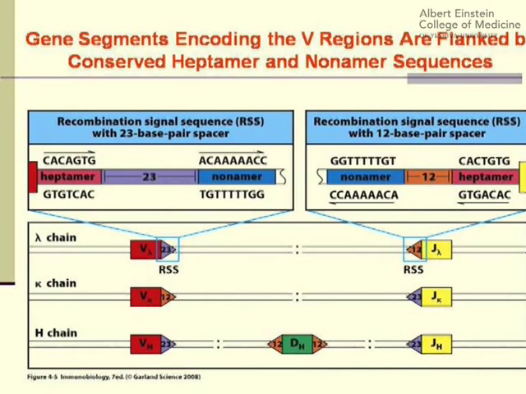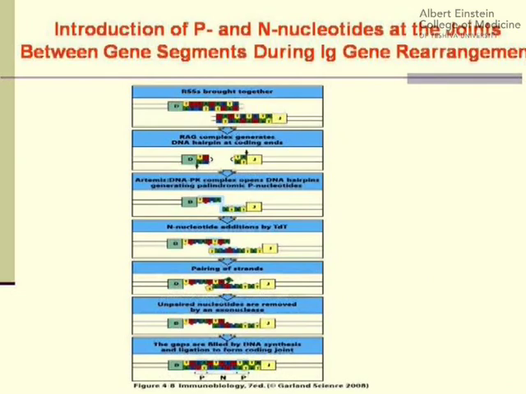And it turns out that the mechanism by which this occurs is by introduction of random nucleotides in the joints between the gene segments during immunoglobulin rearrangement. So not only are you dealing with what you have, pre-existing genes, but now you're introducing new nucleotides randomly that can unbelievably amplify the level of diversity.